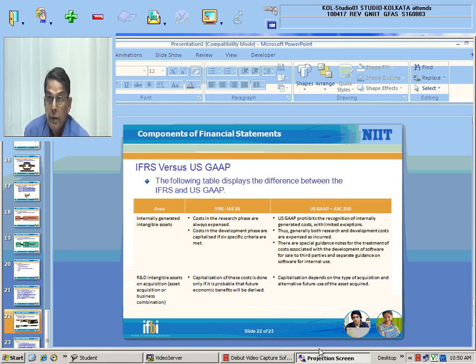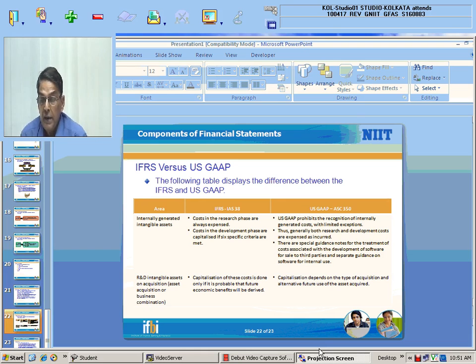Under US GAAP ASC 350, US GAAP prohibits the recognition of internally generated goodwill, with limited exceptions. So US GAAP doesn't allow recognition of internally generated goodwill, but some limited exceptions are available. Thus, generally both research and development costs are expensed as incurred.